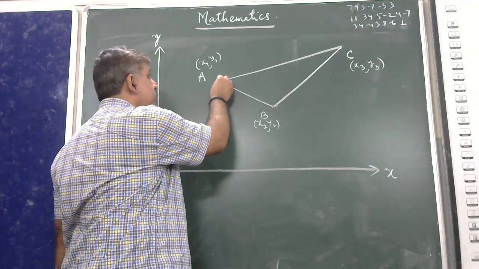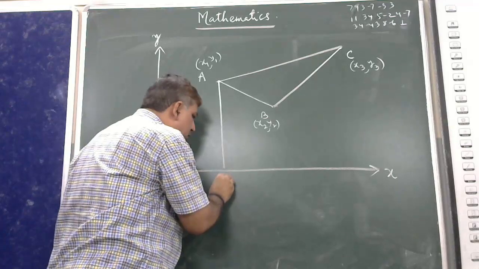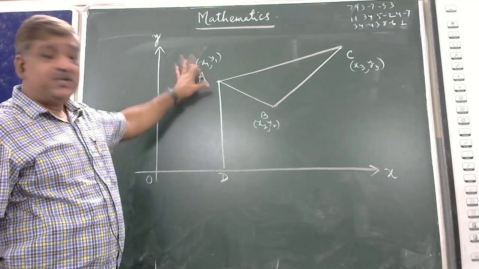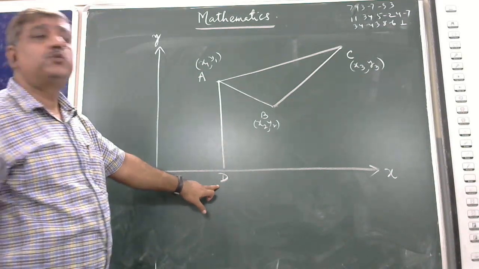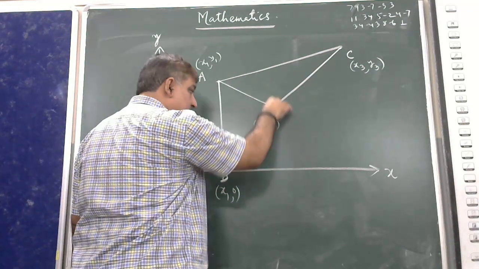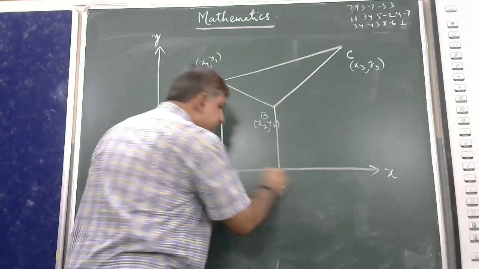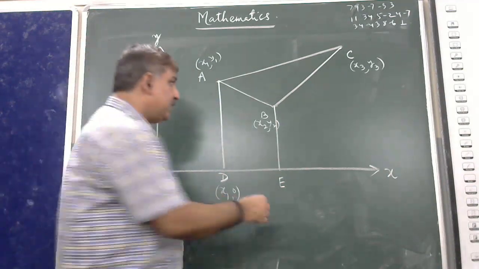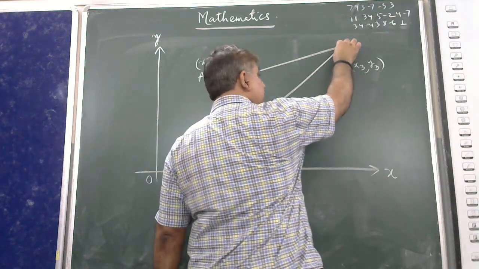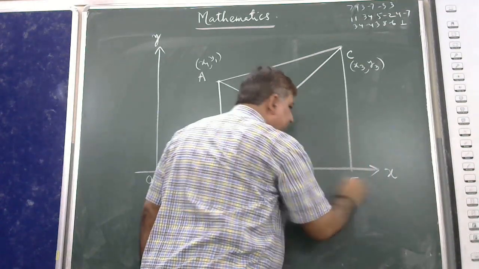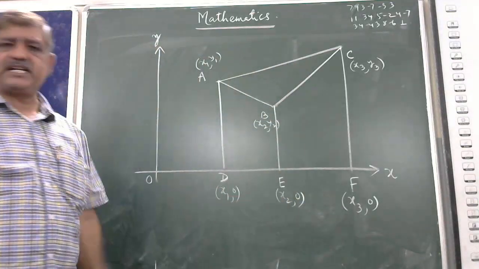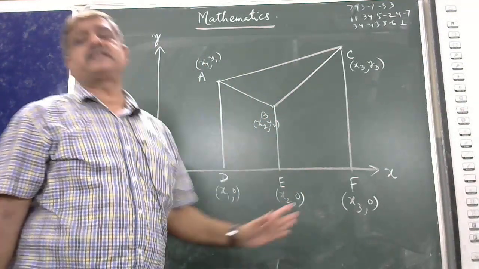Suppose we have drawn a perpendicular AP from A on the x-axis. The coordinates of A are x1, y1, so for point P, its coordinates will be x1, 0. Now, if we drop a perpendicular BE from B on the x-axis, the coordinates of E will be x2, 0. And if we drop a perpendicular CF from C on the x-axis, the coordinates will be x3, 0. You can easily understand this thing. We have discussed it in previous classes also.